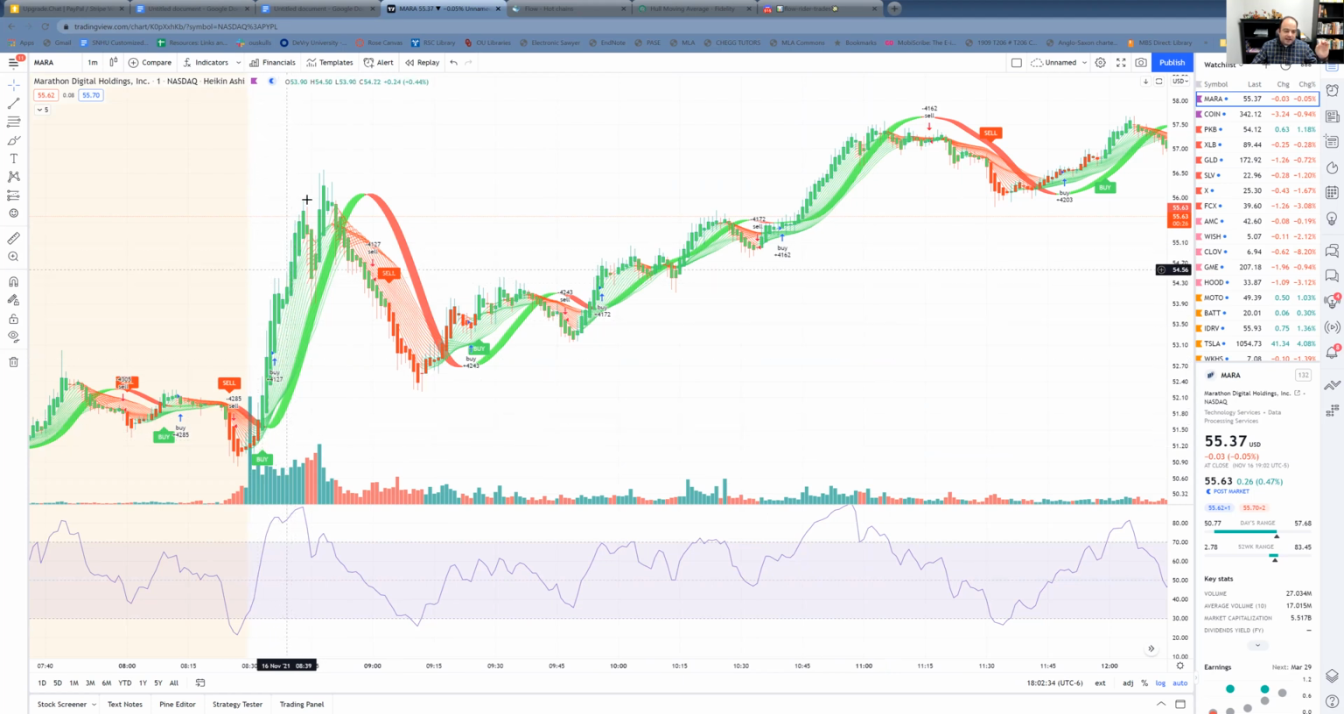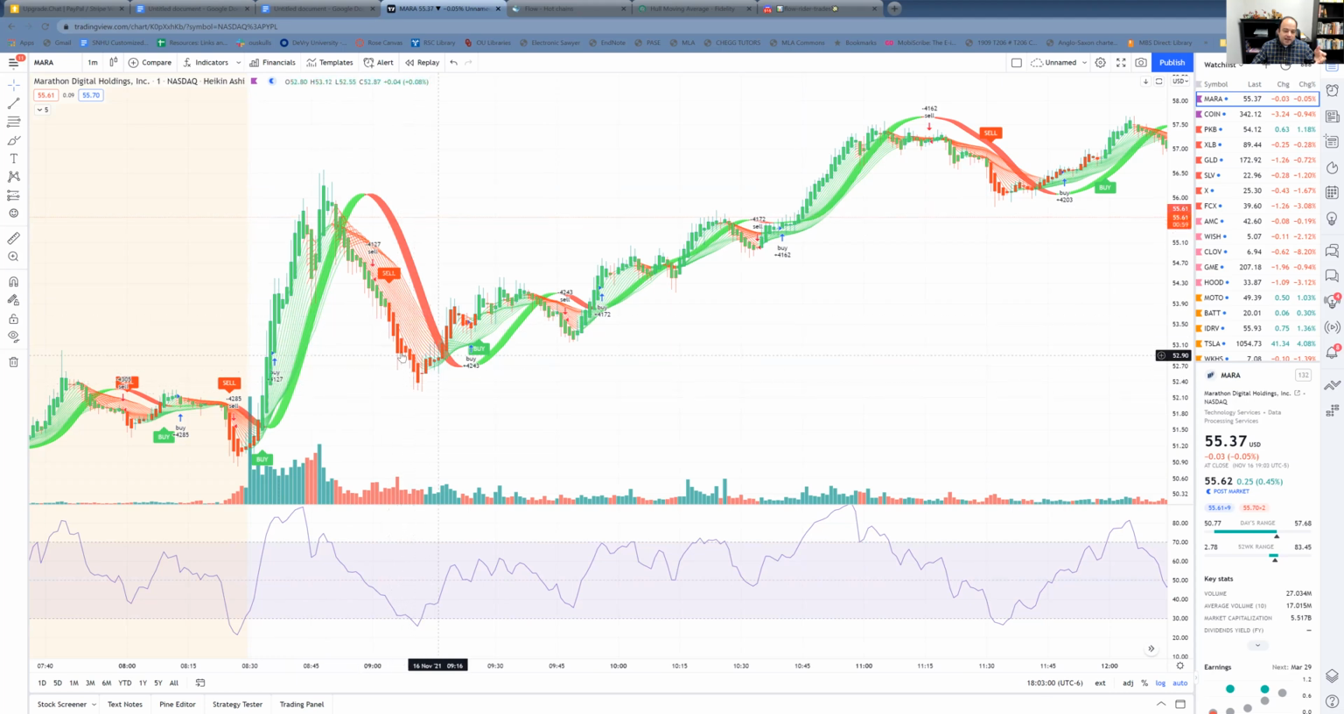I didn't exit at the top here, but maybe right around here where the RSI started to get a little bit hot, I sold part of my position and kept a little bit, and I sold here right when it started to dip down. I obviously didn't know that it was going to go back up. Mara did actually present another good entry right here.